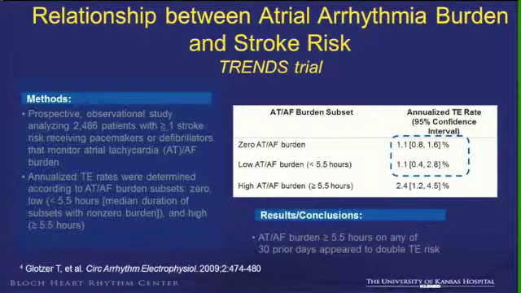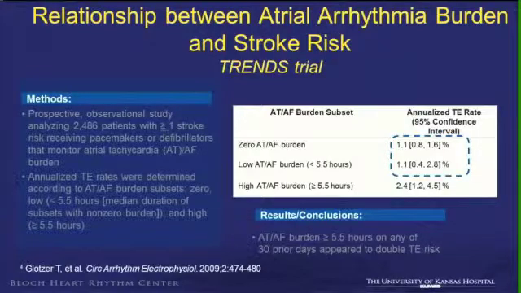Well, what they found is they subdivided these patients into three burden levels: no burden, low AT/AF burden, meaning less than 5.5 hours on any one day in a 30-day period, or high AT/AF burden, meaning more than 5.5 hours. And really what they found is that your low burden and your no burden people had a very low annualized thromboembolic rate. However, AT/AF burden of greater than 5.5 hours doubles the thromboembolic rate.